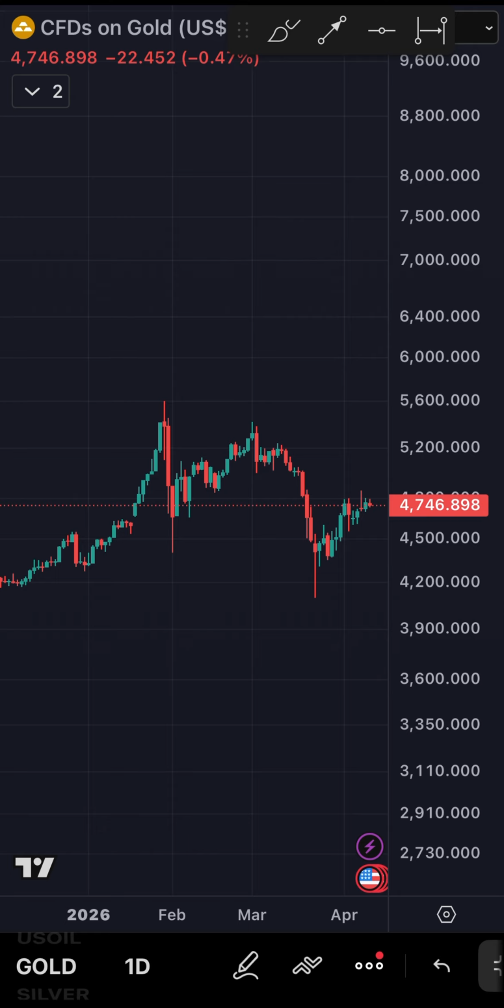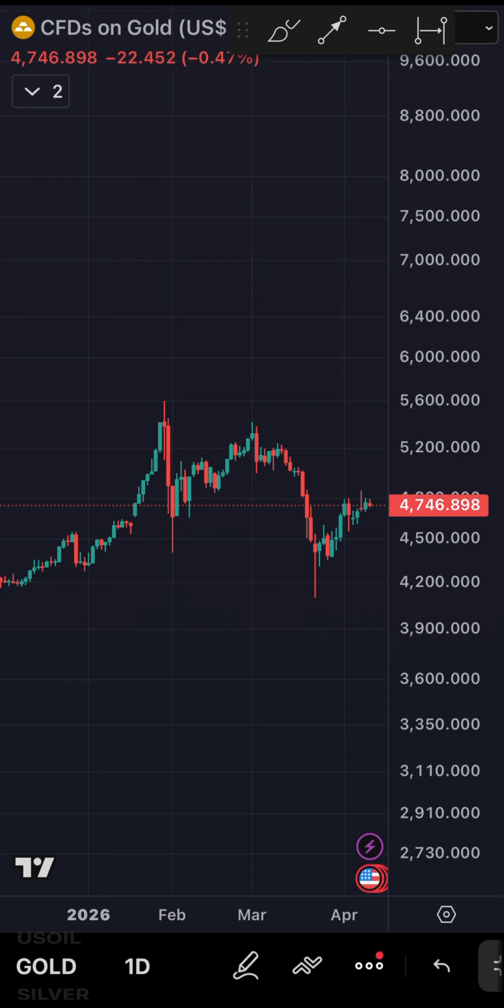Write down your notes. There is no specific time frames. We use all time frames. All time frames can be used. Okay? Now, I'm about to show you how to properly use your time frames.